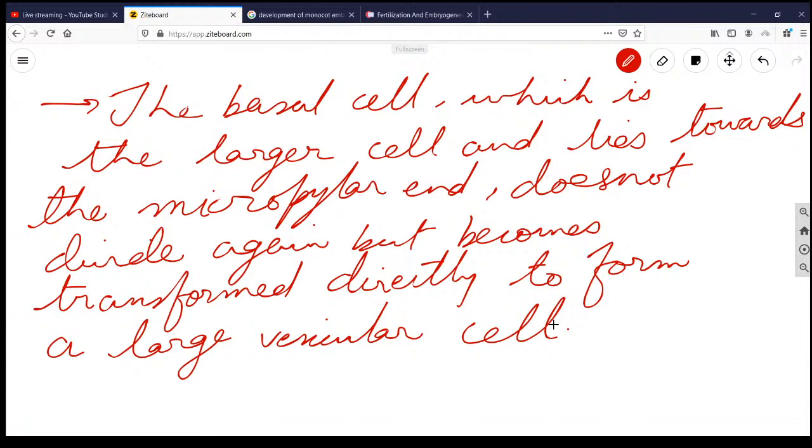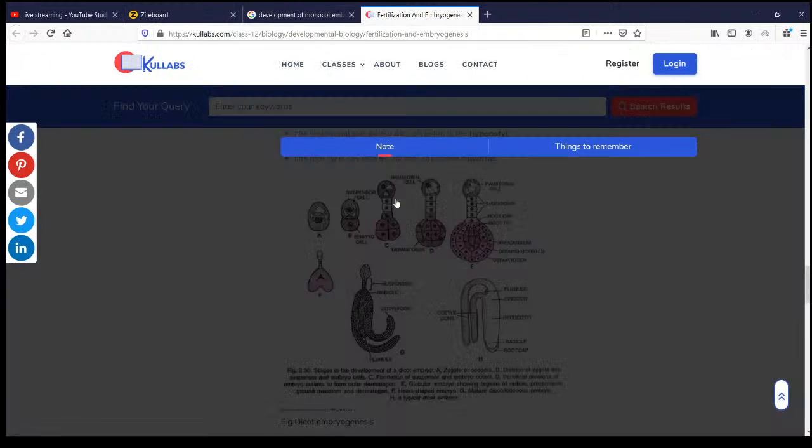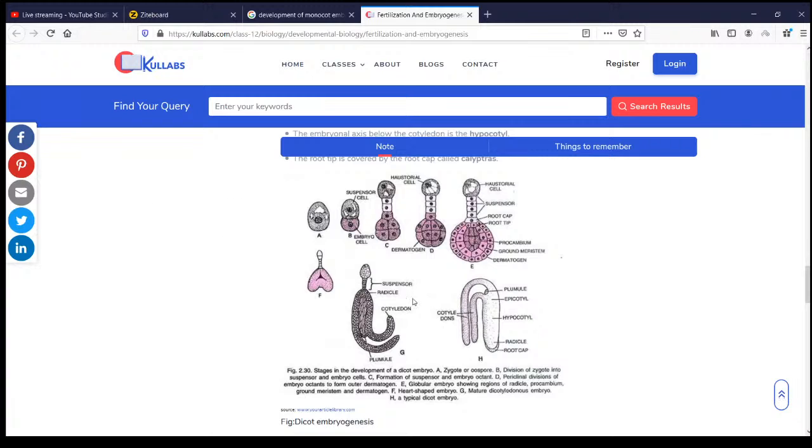Now the terminal cell again divides transversely, forming two cells. Of these, the lower cell divides vertically, forming a pair of juxtaposed cells, as you can see here. Then the middle cell divides transversely into two cells. In the next stage, the two cells once again divide vertically to form the quadrants, as we have already seen.